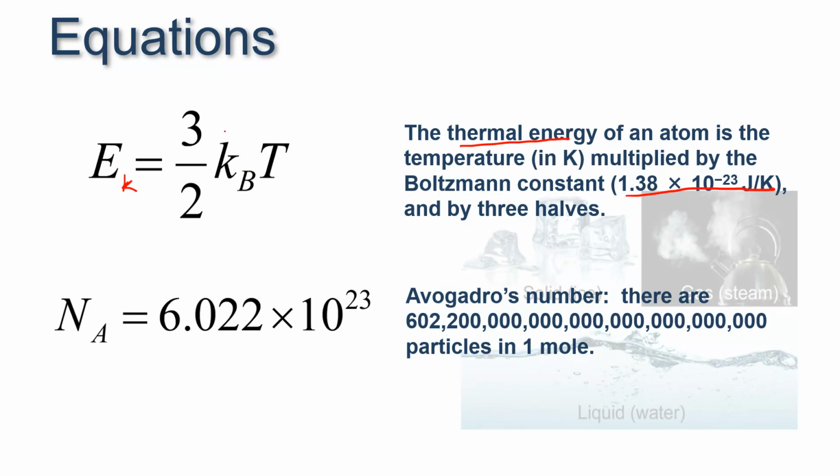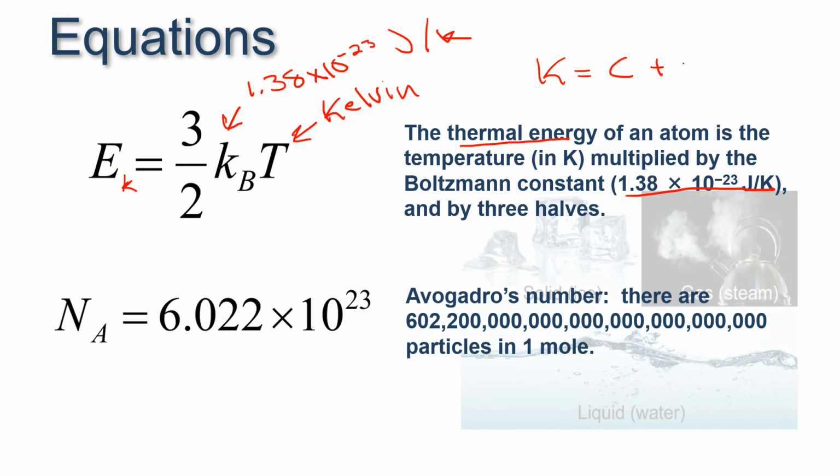So I don't know why they write the formula this way, but this is that 1.3 joules per Kelvin. Okay, and then this temperature has to be in Kelvin. Remember that to get Kelvin, you take whatever the temperature is in Celsius and add 273 to it.